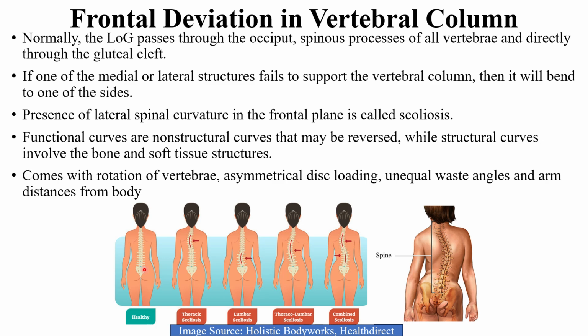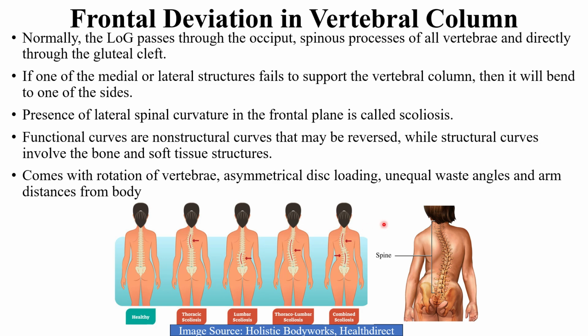A common deviation in the frontal plane is called scoliosis. Scoliosis can be thoracic scoliosis, lumbar scoliosis, or a thoracolumbar scoliosis in one direction, which is a C type, or if there is a thoracolumbar scoliosis in opposite directions, that is an S-shaped scoliosis. All of these are types of scoliosis which occur in the frontal plane.